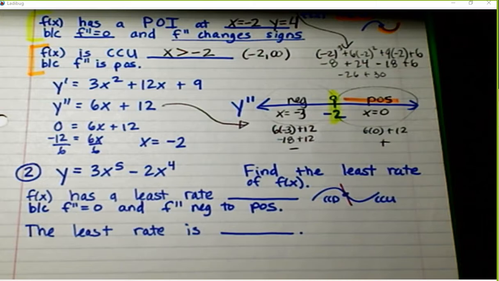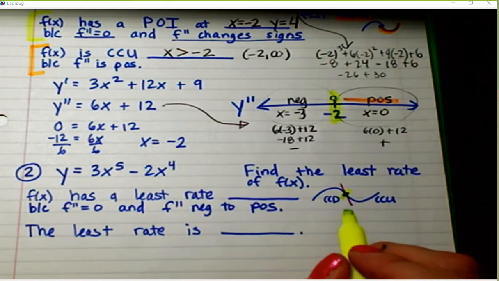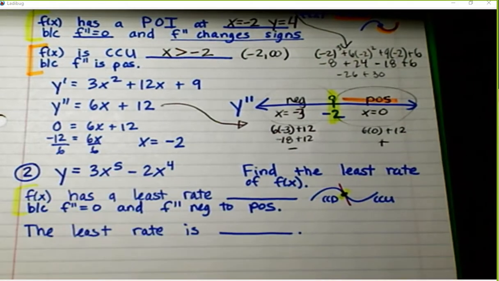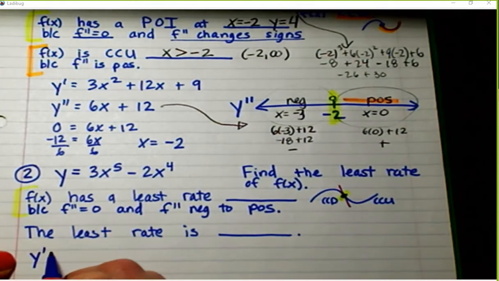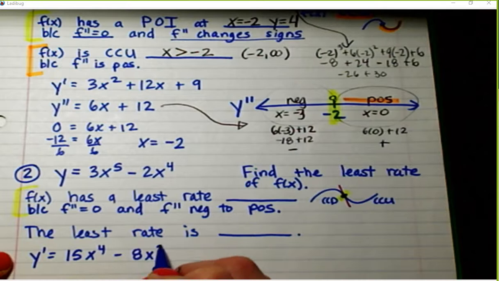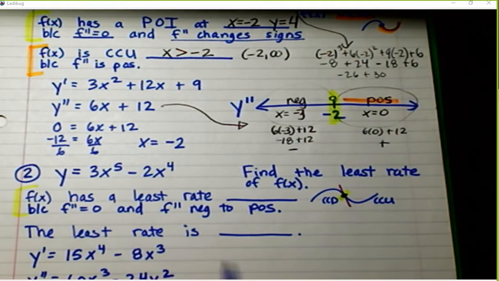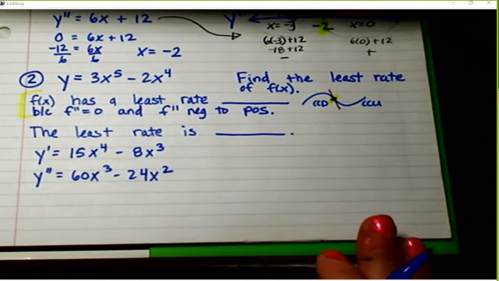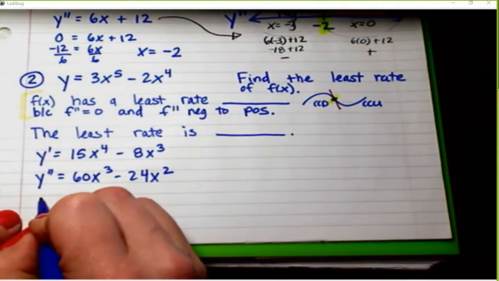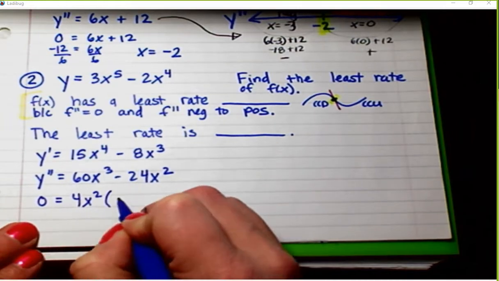So I need this spot. Okay, that's what I need. Here we go. y prime equals 15x to the 4th minus 8x cubed. Double prime equals, oh, sorry, there you go. All right, gotta do my derivatives. Gotta do my zeros. Little factoring.